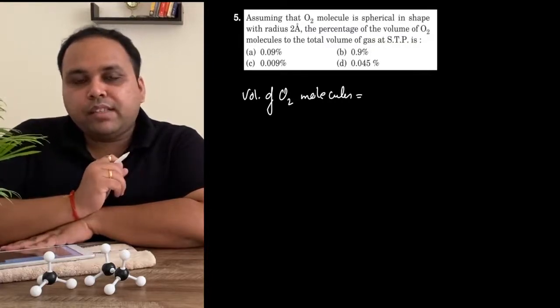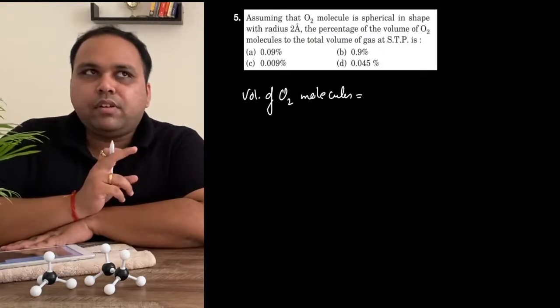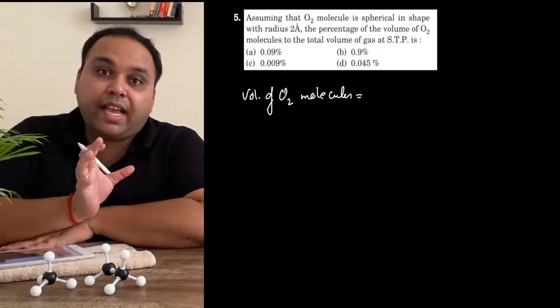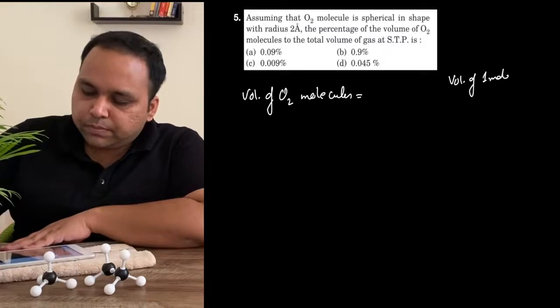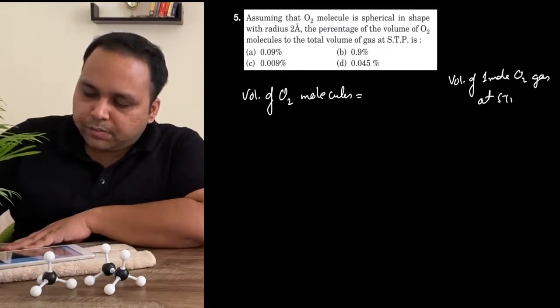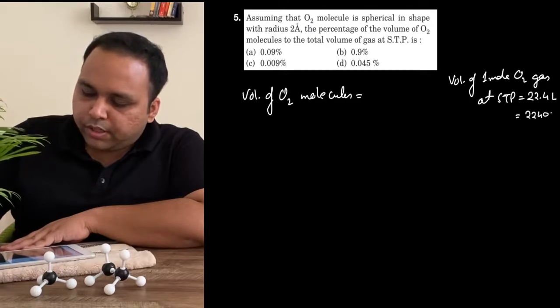What we know is that 1 mole of O2 at STP will measure the total volume of the gas, not the molecules. Let's write it here. Volume of 1 mole O2 gas at STP is going to come out to be 22.4 liters or 22,400 ml, any of these. So this is something that we know.